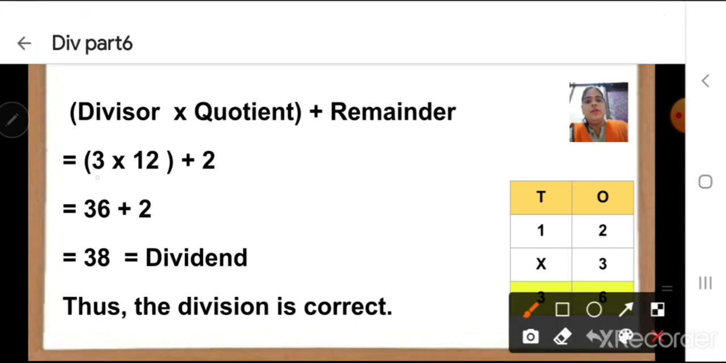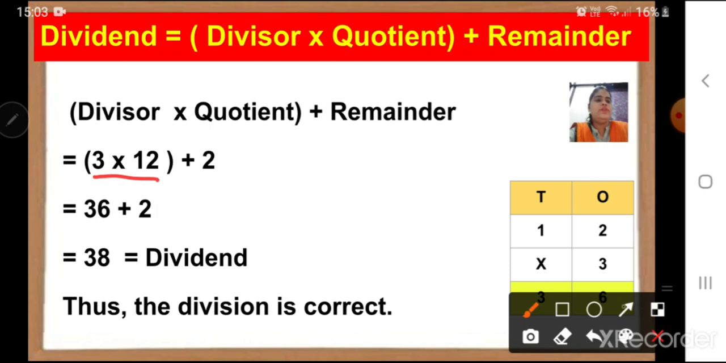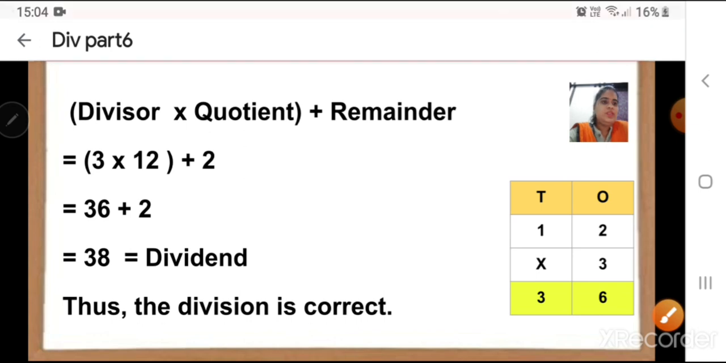First we are going to multiply 3 into 12. Now when we multiply 3 into 12 or 12 into 3, we will get 36. 36 plus 2. Okay. 3 into 12 is equal to 36 plus 2. 36 plus 2 is 37, 38. Correct. And 38 is our dividend. So that means the division is correct. Our answer is correct. Note down children.